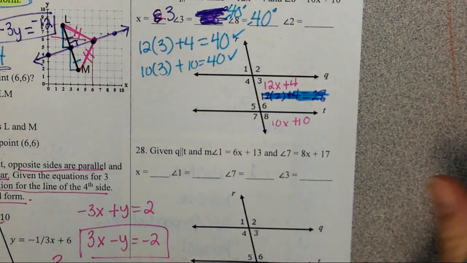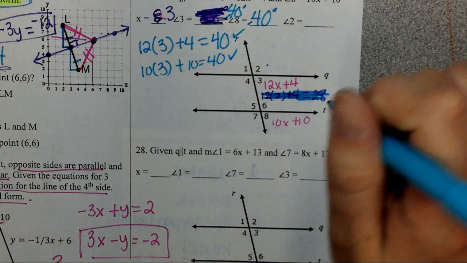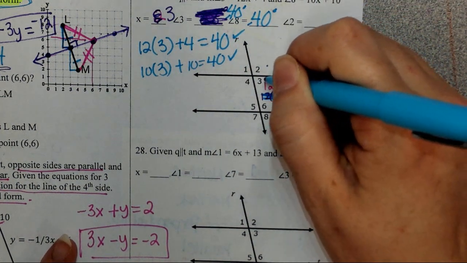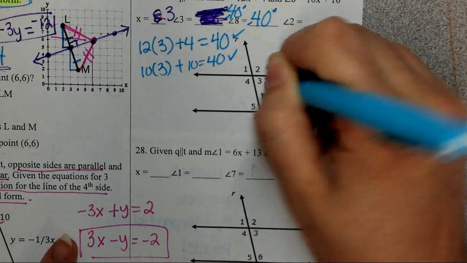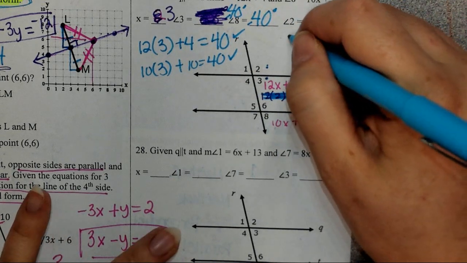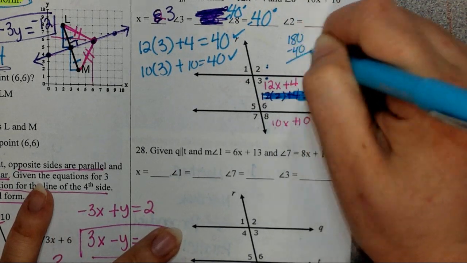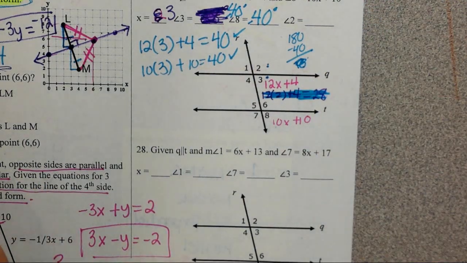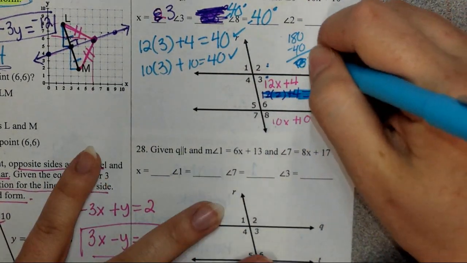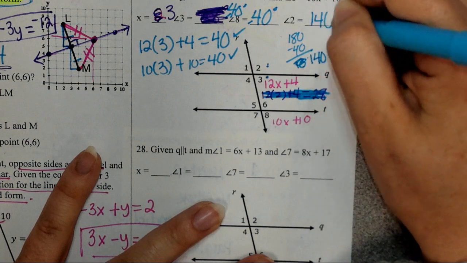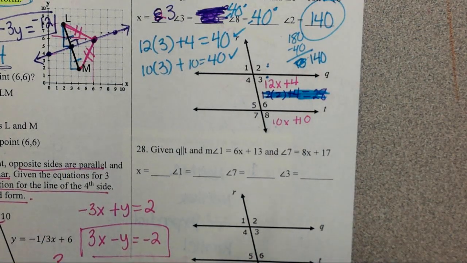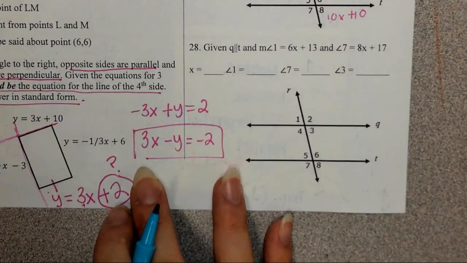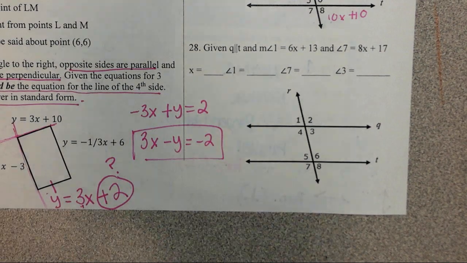Okay. And now the last thing, to get angle 2, once we know angle 3, we know that 2 and 3 are a linear pair. So 180 minus 40. Oh, here I'm going, making mistakes again, is equal to 140. Okay. All right. Last problem, and thank goodness, because my brain is dying.